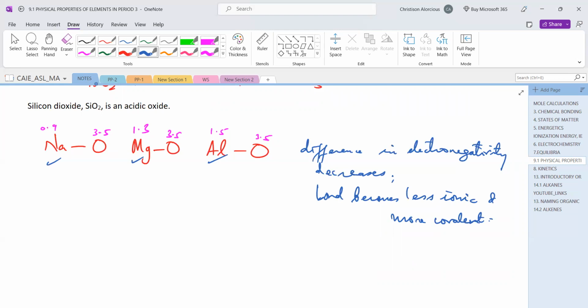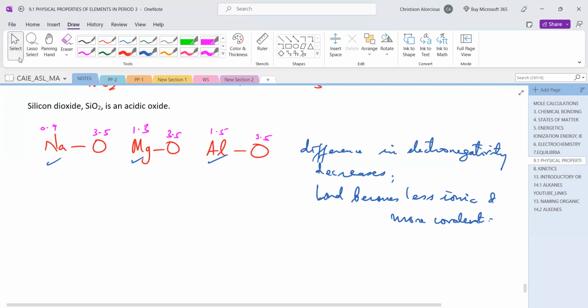When it comes to silicon 4 oxide, silicon dioxide, the difference in electronegativity is so small that the bond becomes totally covalent. So this is another classic example of where the bond is not 100% ionic or 100% covalent, but shows a continuum where it is partially ionic and partially covalent. The percentage that is ionic keeps decreasing across the period, while the percentage that is covalent increases across the period. That's the reason why it gradually changes from being more basic to being more acidic as you go from left to right.